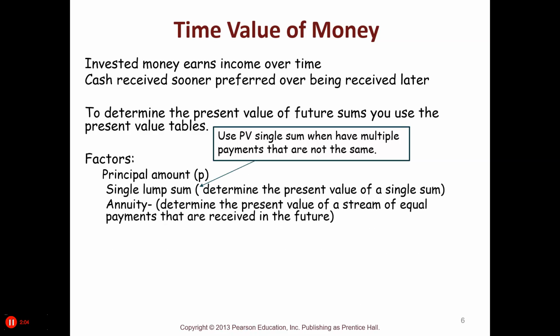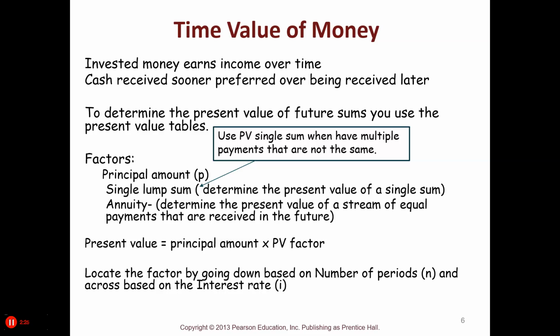And then we have what we call an annuity. And we determine the present value of a stream that has to be equal amounts that will be received in the future. Now our formula, in order to turn a stream of money or one lump sum into today's dollars, we're going to take the amount we're going to receive times the present value factor. And again, we locate it based on the number of periods. We go down the side of the table, down the side on the left, and then we go across to the interest rate for that period. And the period is usually years in our examples.